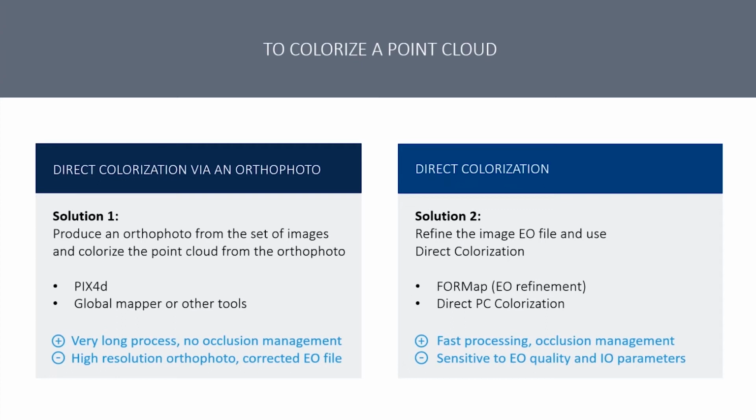On the other side, in the module that we are presenting today in our platform mdInfinity, direct colorization just refines the image of the EO file and uses, of course, direct colorization. So here is where you really gain a lot of time, and you have the advantage of the occlusion management. You would only need to pay attention to the sensitivity of the EO quality and IO parameters. But this is really a great module to save time.